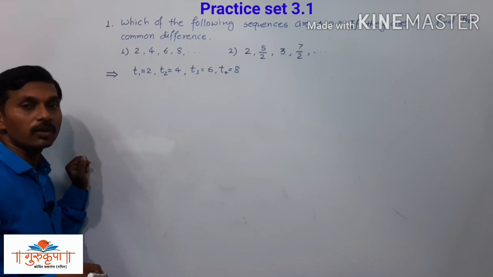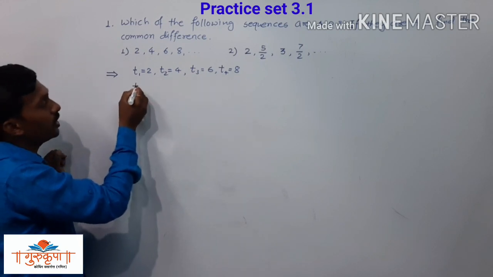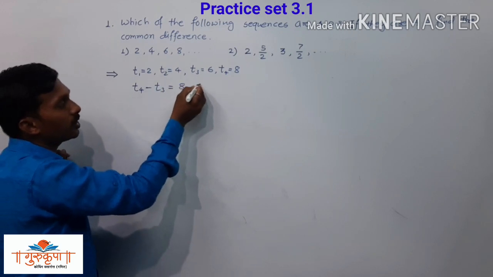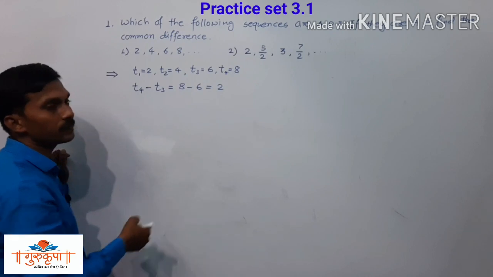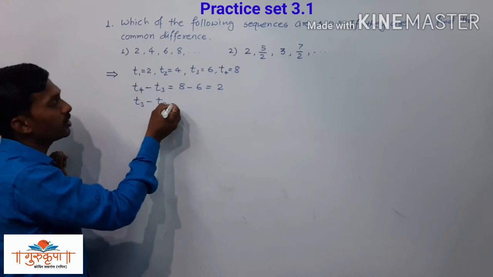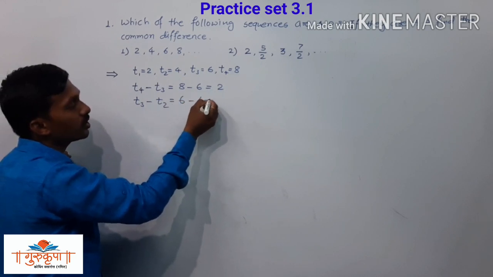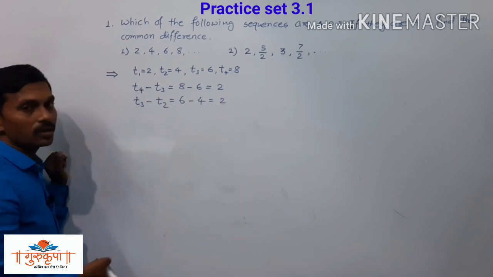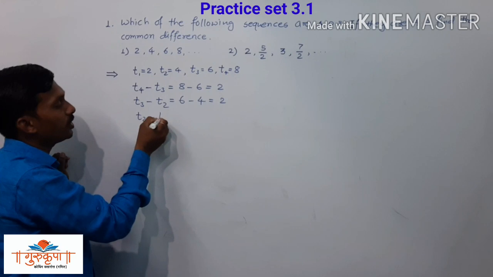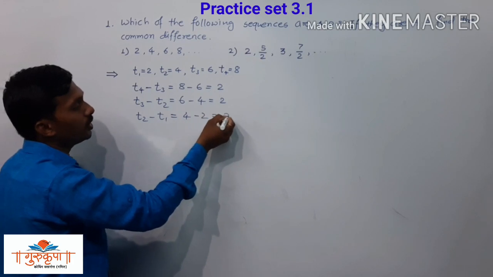Now we find the common difference between 2 consecutive terms. T4 minus T3 is equal to 8 minus 6, which is equal to 2. Now the difference between the third and second term, T3 minus T2, is equal to 6 minus 4, which is equal to 2. Now the difference between the second and first term, T2 minus T1, is equal to 4 minus 2, which is again equal to 2.